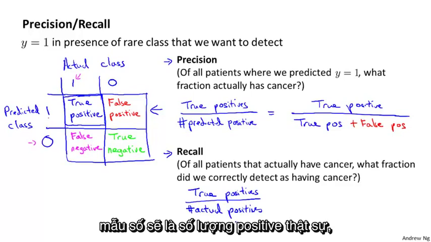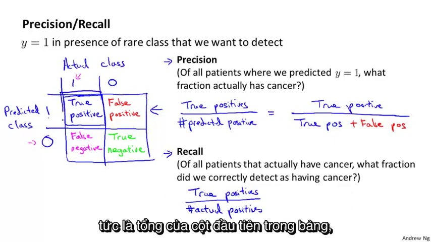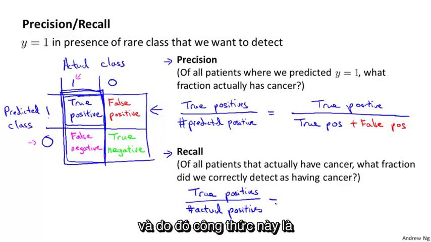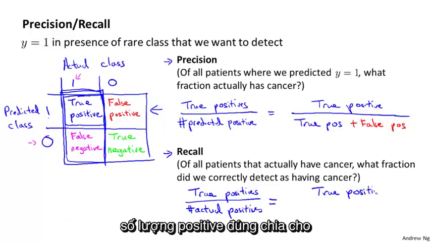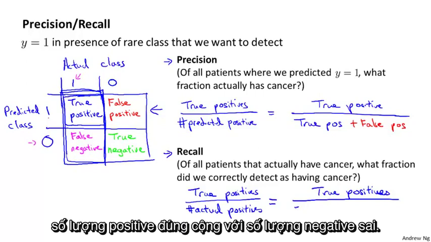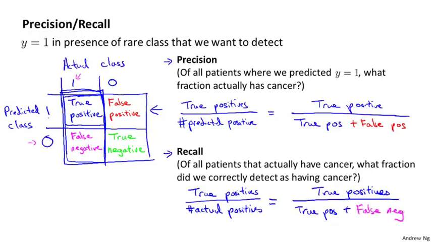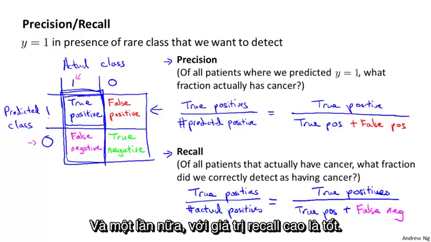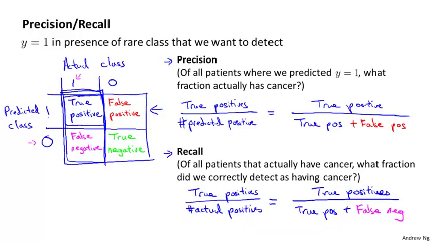To rewrite this in a different form, the number of actual positives is the sum of the entries in this first column over here. So writing this out differently, this is the number of true positives divided by the number of true positives plus the number of false negatives. And once again, having a high recall would be a good thing.